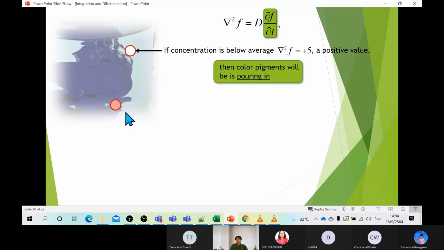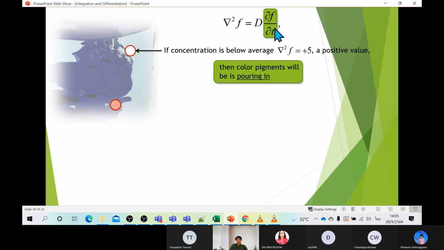Let me step back one step. Here we have the pigment below the average and a positive value. If I look at the right-hand side of this equation, we have df/dt. It means that this df/dt is positive, because we have a plus number here.